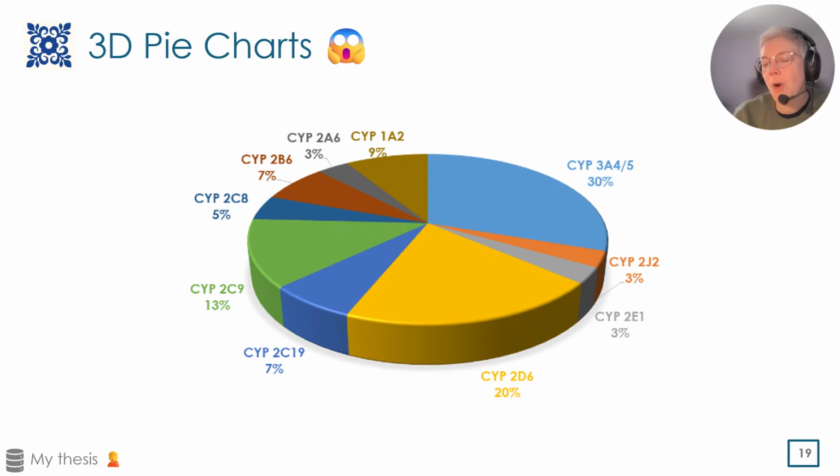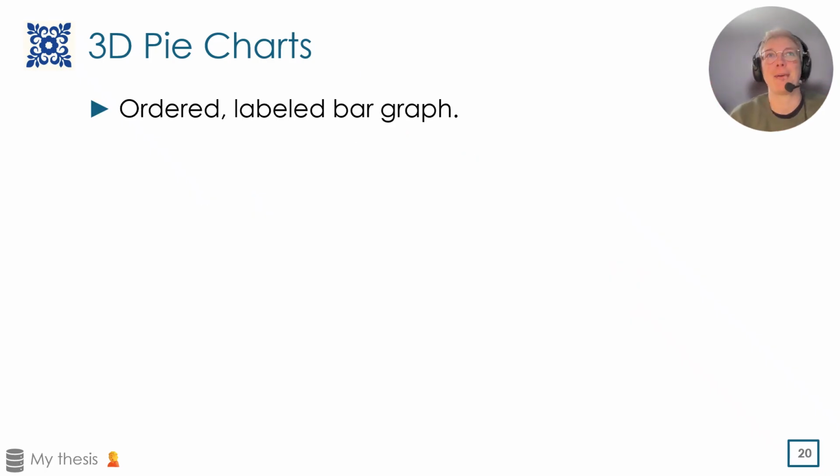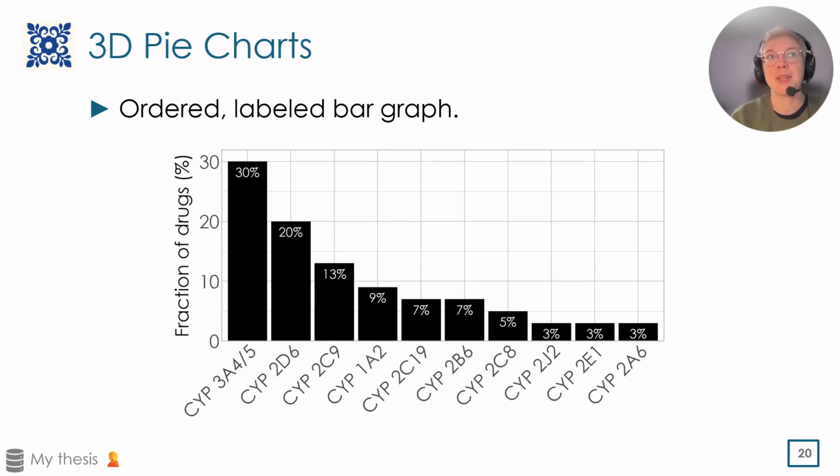And the worst of the worst of the worst is 3D pie charts. Because you're combining the difficulty of interpreting an angle in a regular pie chart with the difficulty of interpreting 3D figures together in one big beautiful mess. The only redeeming quality of this graph is that everything is labeled, and so you can still read the data. But otherwise there is absolutely no reason to do that sort of graph. You can do instead an ordered and labeled bar graph, like this one here.